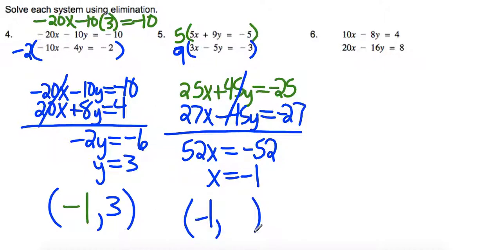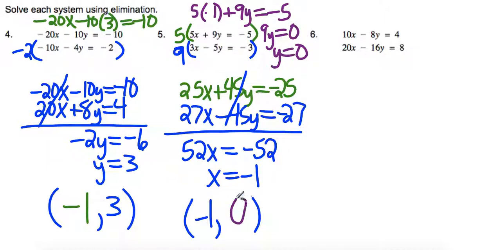Again, that's my x coordinate, so to find my y coordinate, I'm going to have to substitute back into one of the equations. Again, I might pick this top one. Does not matter, so 5 times negative 1 plus 9y equals negative 5. So when I add 5 to both sides, I end up with 9y equals 0. Divide both sides by 9, so y equals 0. I think that looks good. Yep, that'll work.